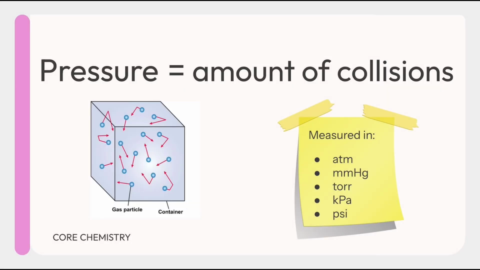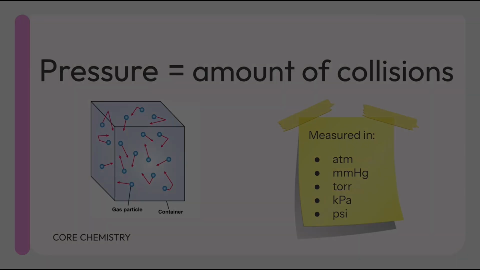Now on to pressure. Pressure refers to the amount of particle collisions between other particles and the walls of their container. It is most commonly measured in atmospheres, although units of torr, millimeters of mercury, kilopascals, and pounds per square inch are also used. So now you might be wondering how all of these variables relate to each other.